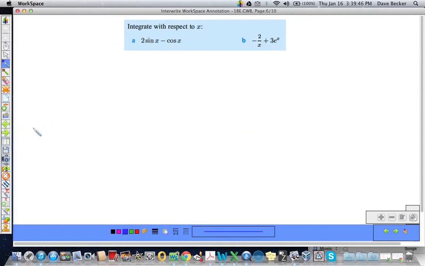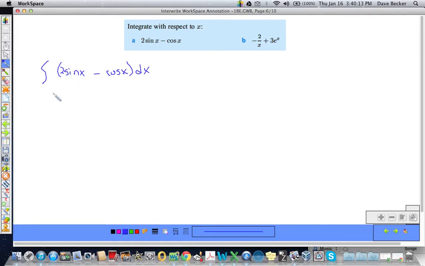What do we got here? Integrate with respect to x. Okay, so we're going to take the integral of 2 sine x minus cosine x dx. I think the easiest thing with trig functions is just to think about what you take the derivative of to get what's in the integrand.